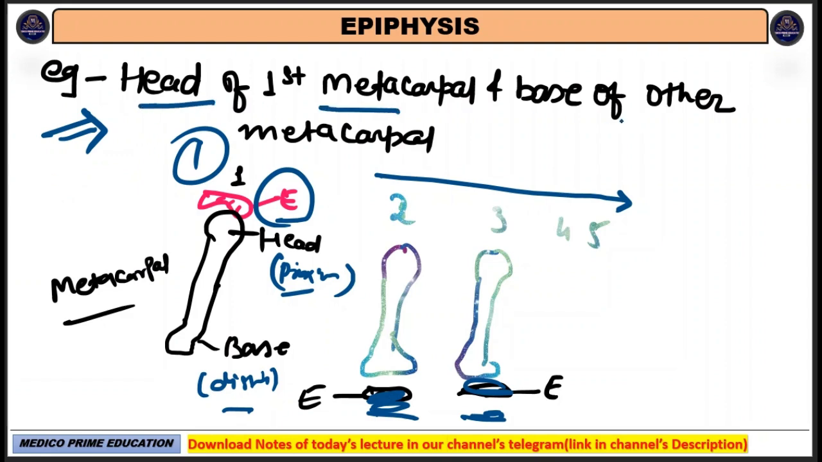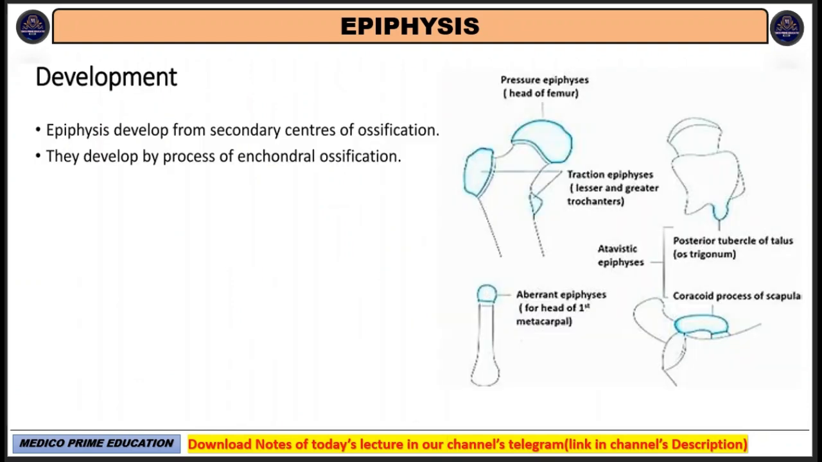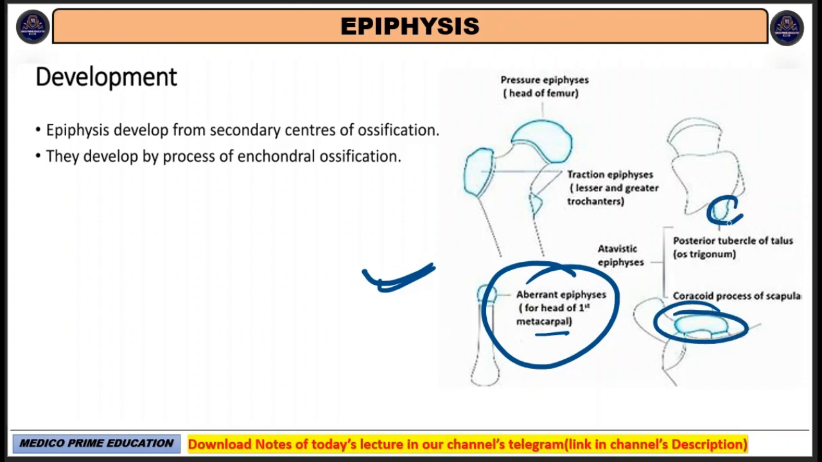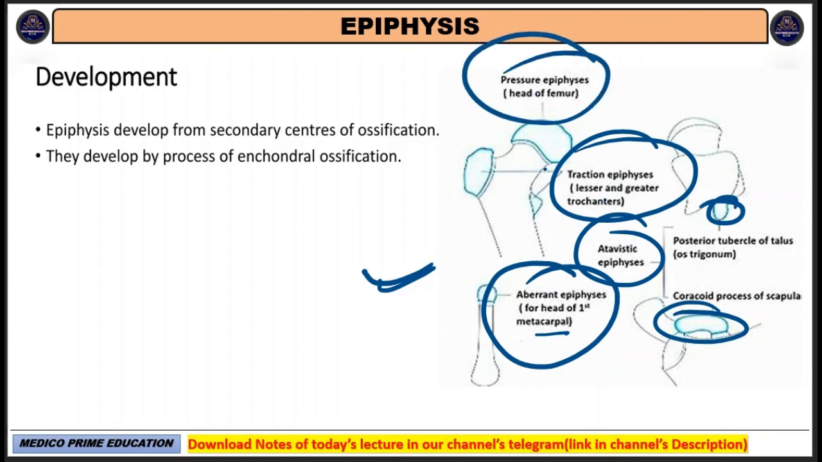The head of the first metacarpal and base of the other metacarpal have evident epiphysis. So, if you want to make a diagram, you have to make this diagram in your program. Okay, evident epiphysis for the head of the first metacarpal, coracoid process of the scapula, and posterior tubercle of the talus have atavistic epiphysis, and traction epiphysis of the lesser and greater trochanter, and pressure epiphysis on the head of the humerus. So there is a muscle attachment, there is a joint attachment also.